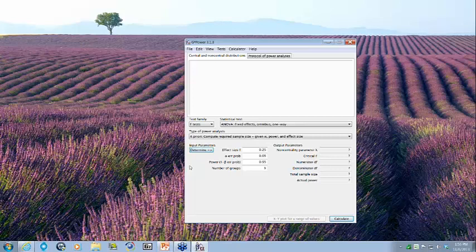Okay. Frank was also asking if you could discuss the value of a power analysis when your sample is actually the population.